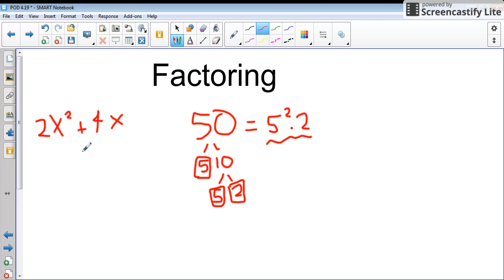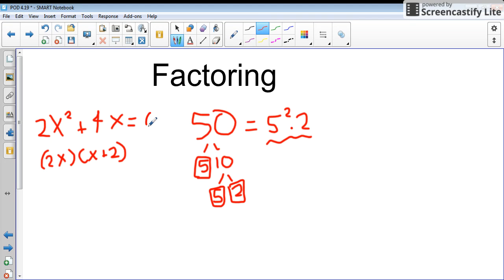It might not be as obvious necessarily as 50, but there are things that we can multiply to give us 2x squared plus 4x. In this case, 2x times the quantity x plus 2 would give us that. So in other words, the factors of 2x squared plus 4x are 2x and x plus 2. These are factors of this expression.